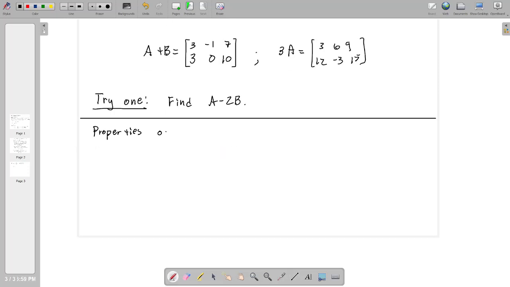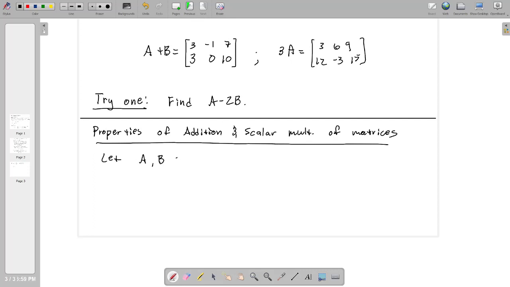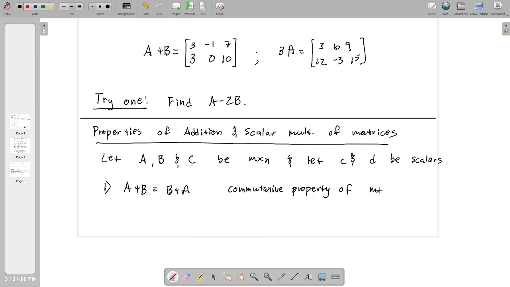Properties of addition and scalar multiplication of matrices. Let capital A, B, and C be m by n matrices, and let c and d be scalars. Then we have 1, A plus B is equal to B plus A. This is called the commutative property of matrix addition.